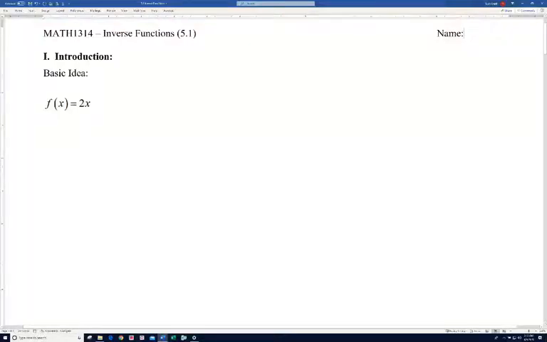In this video, I'll be talking about inverse functions. So first of all, let's talk about the basic idea. Inverse functions undo one another. So that's the basic idea. Think of the word opposite, kind of like inverse. So basically, inverse functions do the opposite thing.